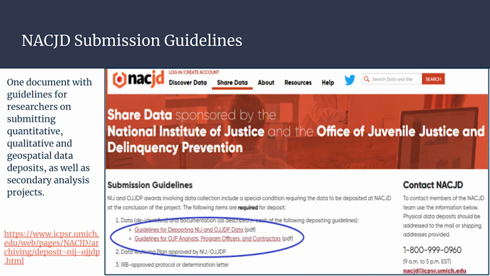NACJD provides a PDF of guidelines for depositing NIJ and OJJDP data on our website. This is one document that contains guidance to individual researchers on submitting quantitative, qualitative, and geospatial data deposits, as well as secondary analysis projects. There is also an additional guidelines document for Office of Justice Programs analysts, program officers, and contractors submitting data to NACJD, but we recommend referring to the document designed for individual researchers if you're looking for specific guidance on preparing data deposits.